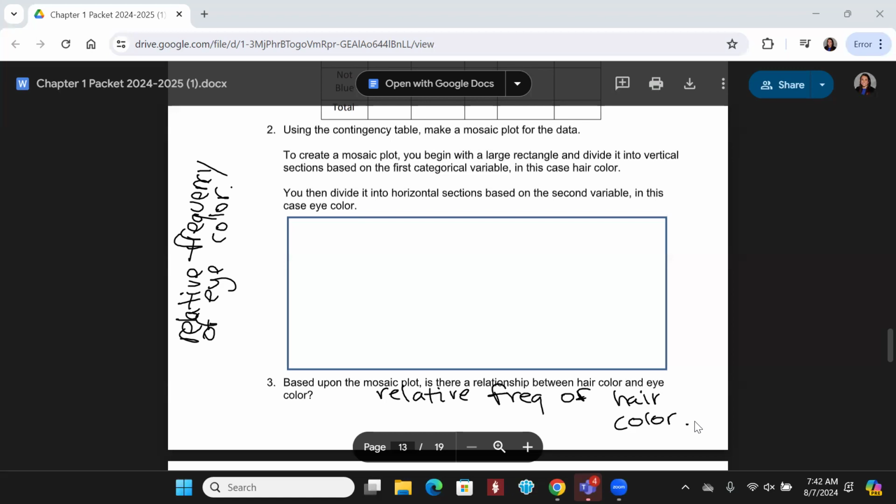Remember, with mosaic plot, you're going to use 2 different colors, right? So I would maybe use a pencil and a highlighter, or you can shade one region and not shade another region if you don't have 2 different colors.